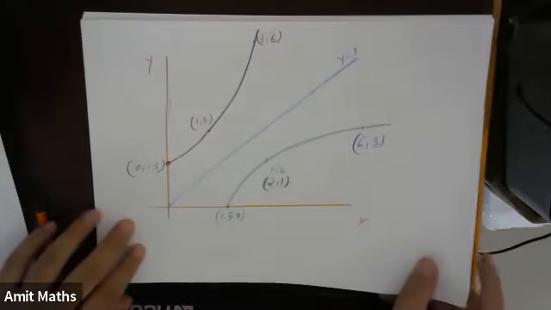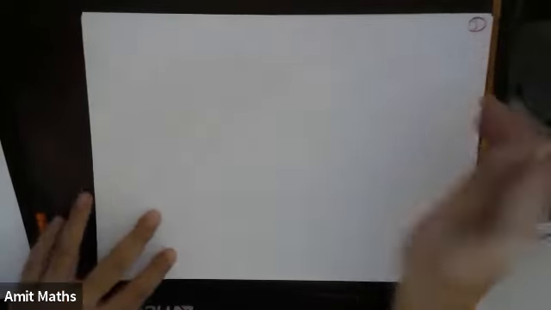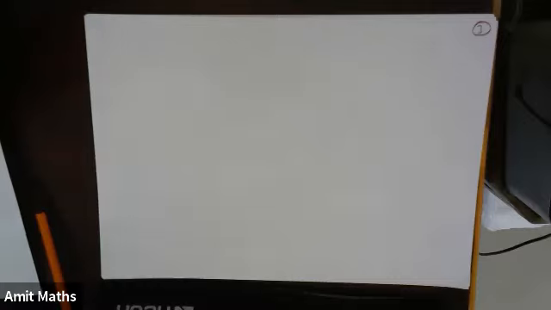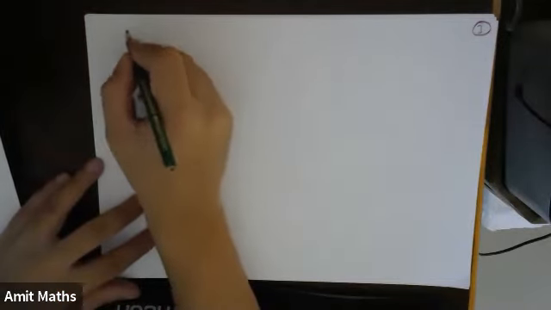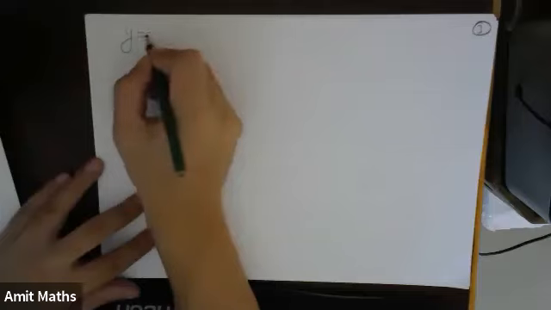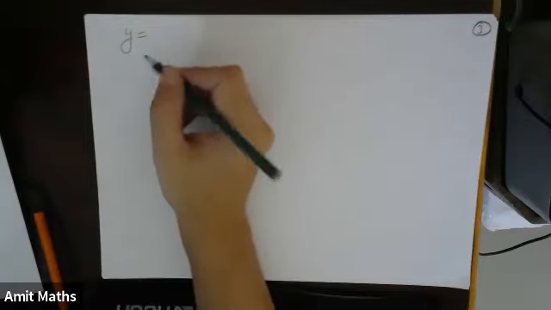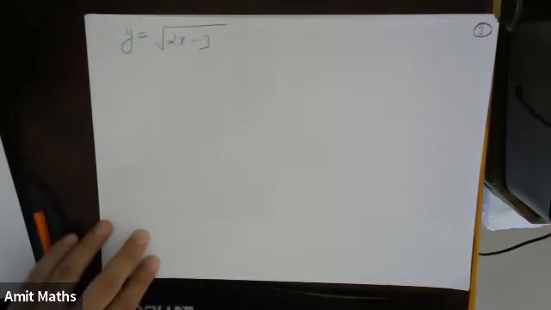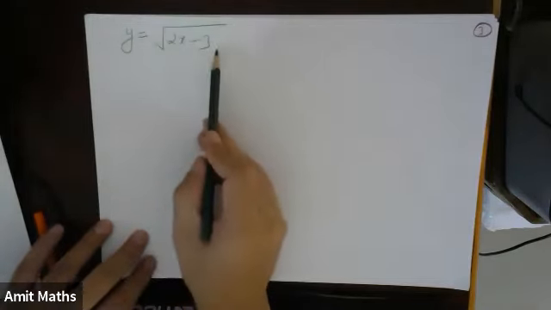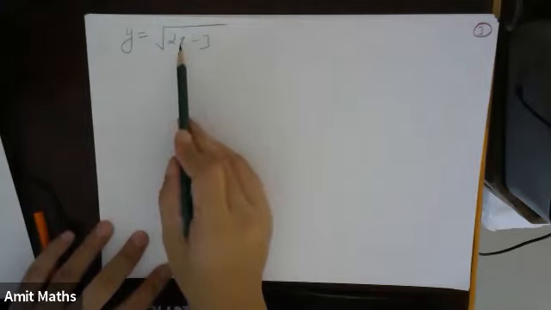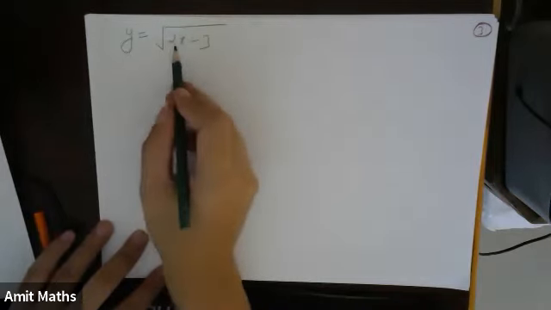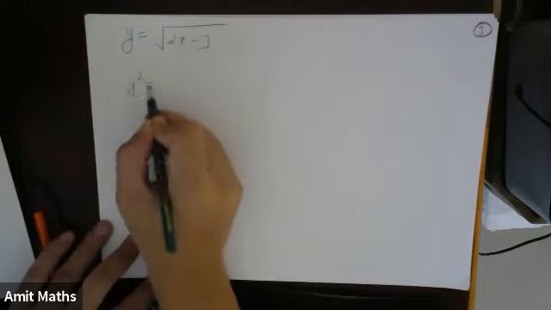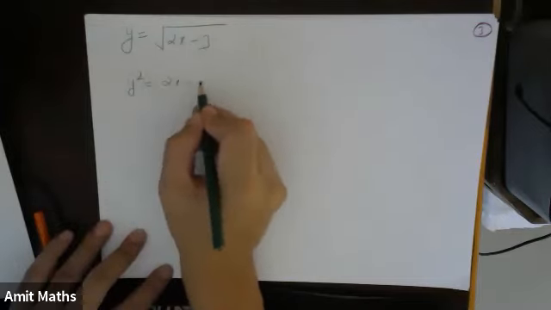The function given was y is equals to under root of 2x minus 3. So if I had to find the inverse, I will square both sides. If I square both sides, this will become y square is equals to 2x minus 3.